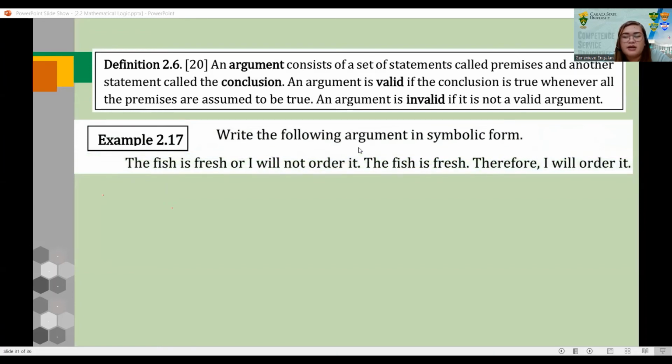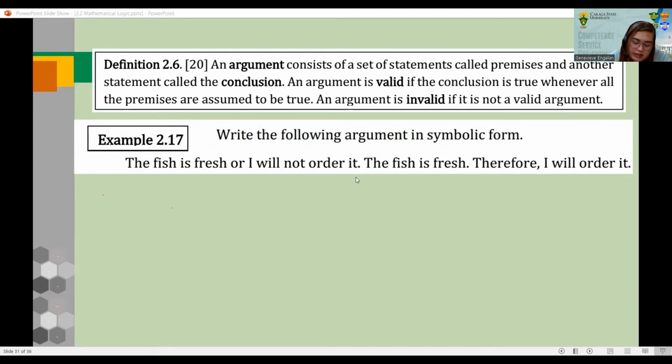Okay, so for example, we have: the fish is fresh or I will not order it. The fish is fresh. Therefore, I will order it. So kanang statement pag naay word nga therefore, meaning una na siya tong conclusion. So the rest of the statements before sa iyaha are called the premises.